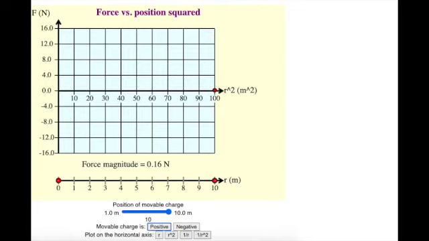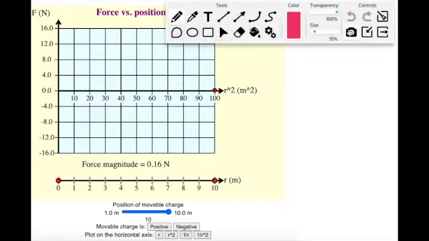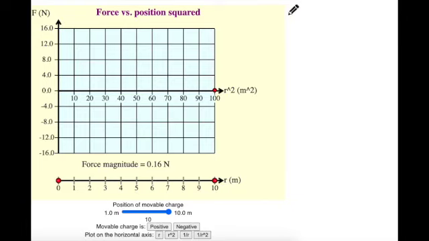Physics for you. In this simulation, I will show you the relation between force and position in Coulomb's square law. We all know what the Coulomb square law is. First let me show you what it is. F is equal to 1 by 4 pi epsilon naught Q1 Q2 by R square.